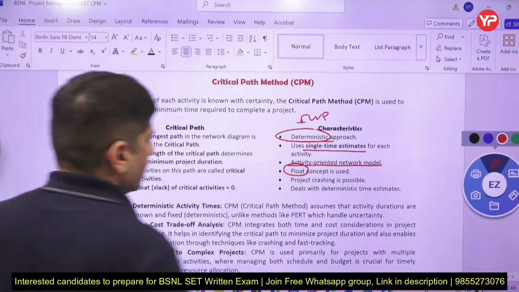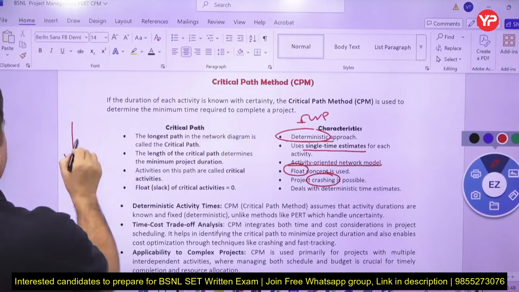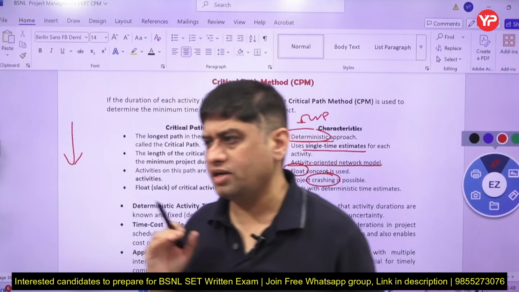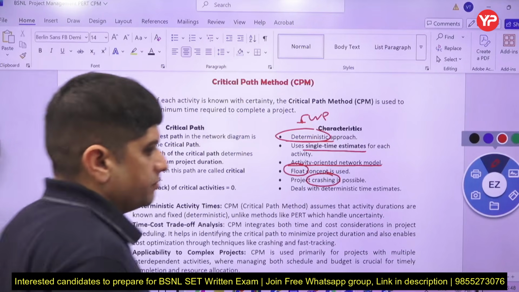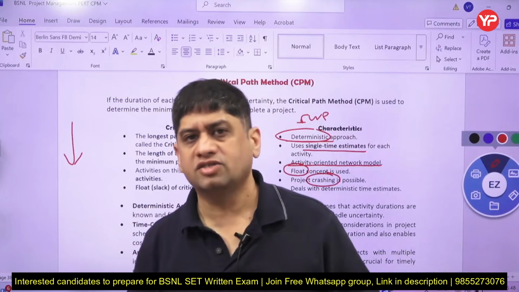Float also we will calculate later on. And crashing, project crashing, means reducing the time duration of completion of the project. So I am to reduce the time in which the project can be completed. I told you it is going to take 60 days to complete the project. Crashing of the project means reduce it, do it in less than 60 days.